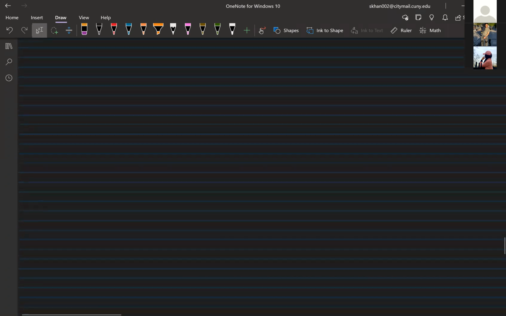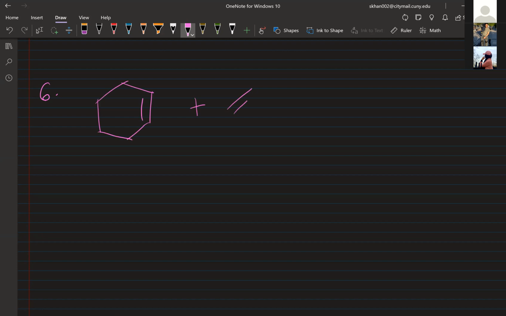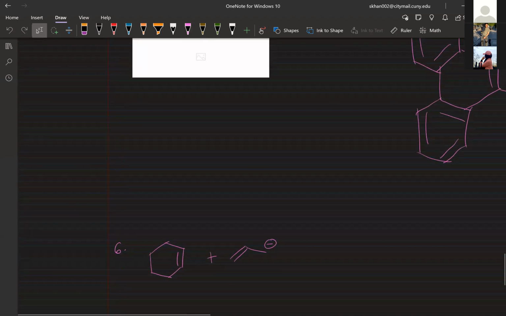Okay, let's do this one here. So 6. Using molecular orbitals, display if the following cycloaddition is thermally allowed. I don't know why I'm not copying and pasting this instead, that way I don't have to read this. Shoot.